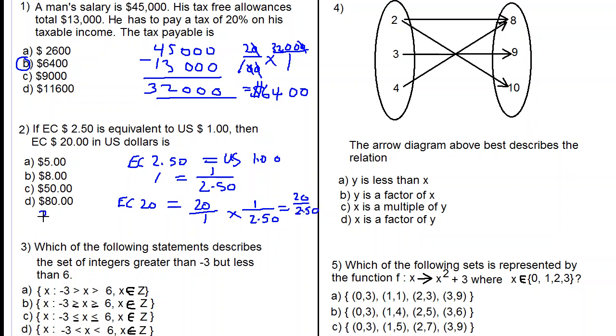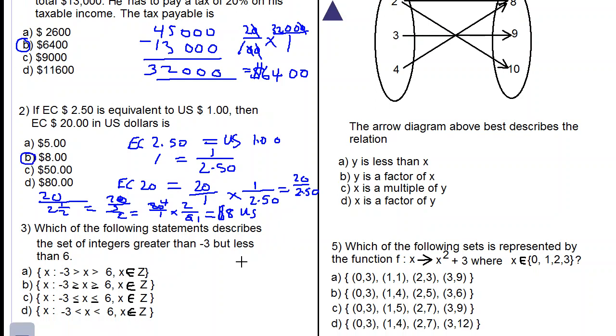Okay, so let's do that. 20 divided by 2.5 is 20 over 5 over 2. 20 over 1 by 2 over 5. 5 into 5, 1, 5 into 20, 4, 2 4s are 8. Okay, so we are looking at $8 US. Our answer is B. Let's look at number 3.